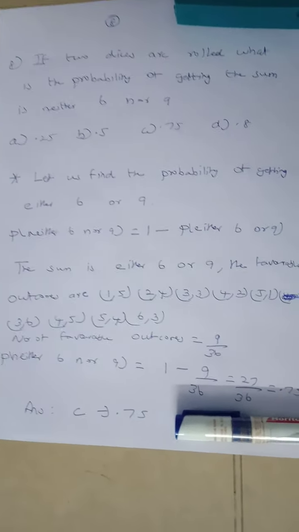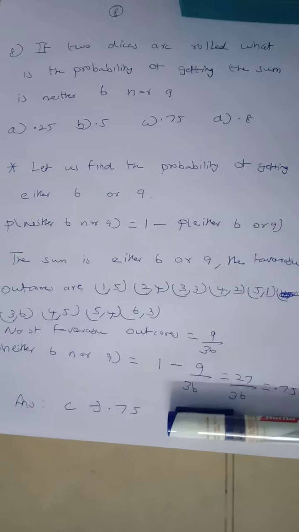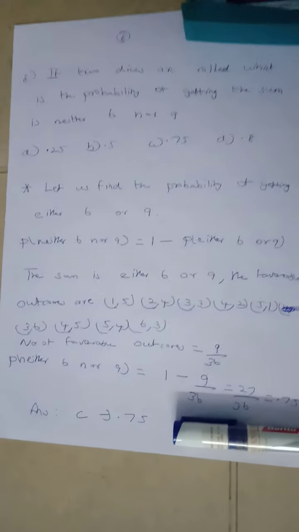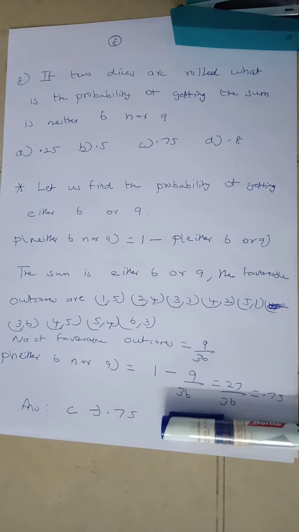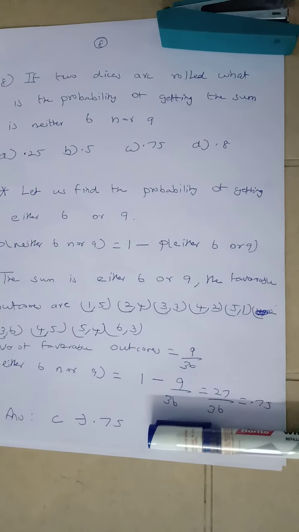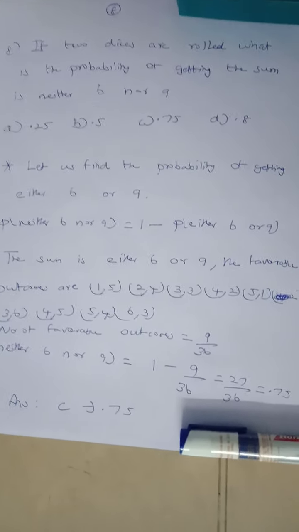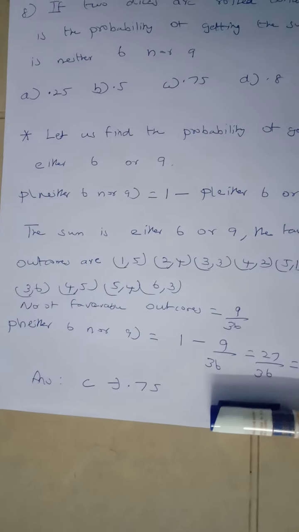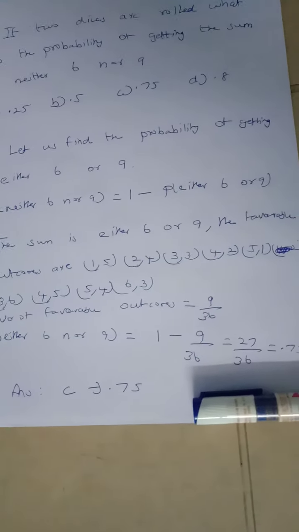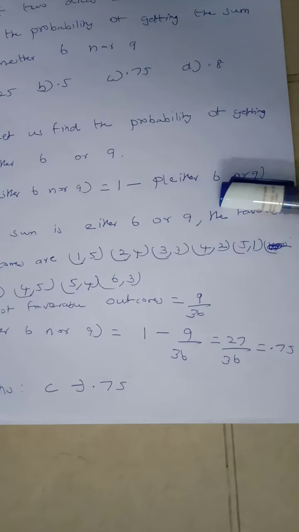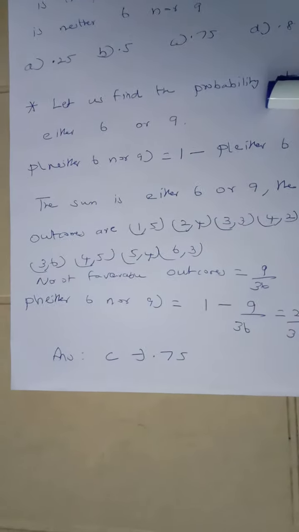When we are throwing two dice, the total number of possible outcomes is 36. Getting 6 or 9 we are going to find. The favorable outcomes for getting 6: (1,5), (2,4), (3,3), (4,2), (5,1). The favorable outcomes for getting 9: (3,6), (4,5), (5,4), (6,3). So the total number of favorable outcomes for getting 6 or 9 is 9 by 36.